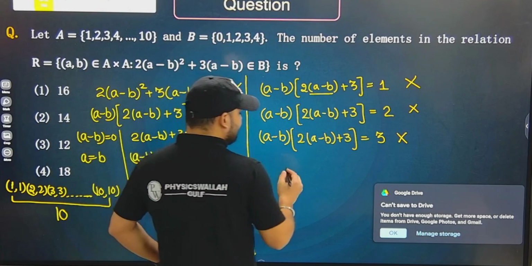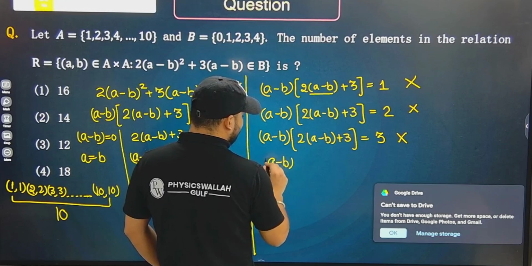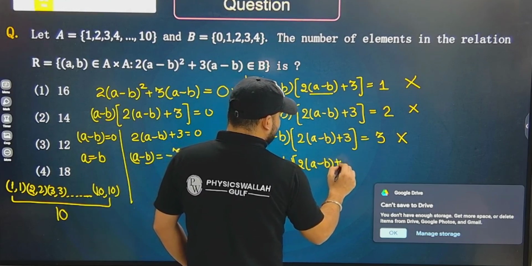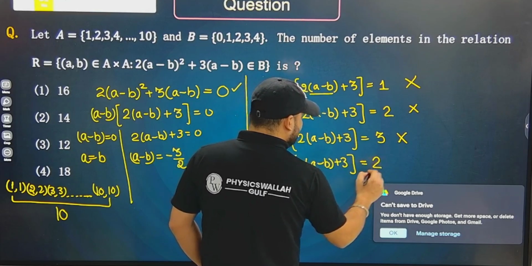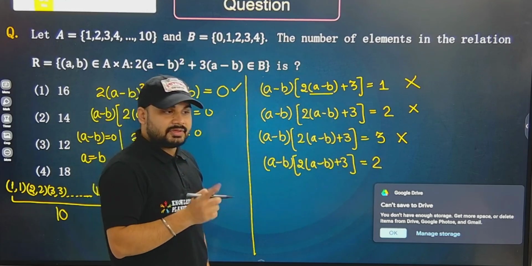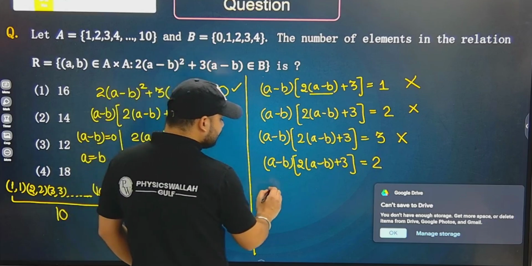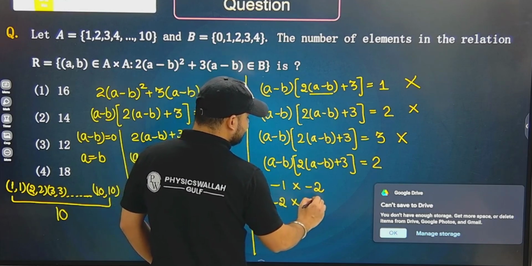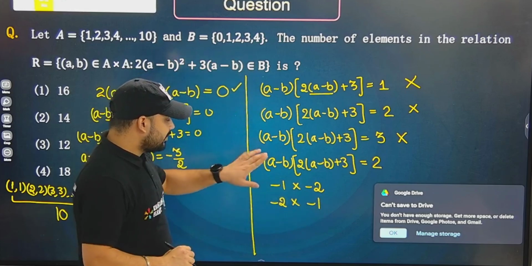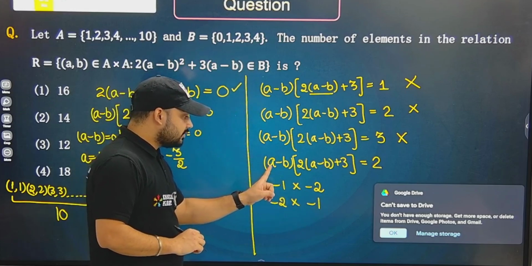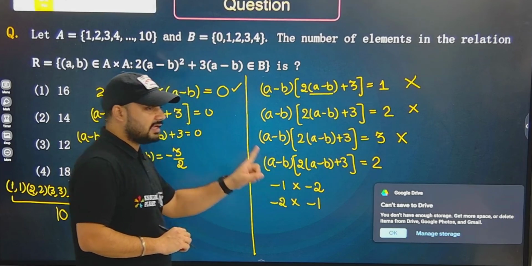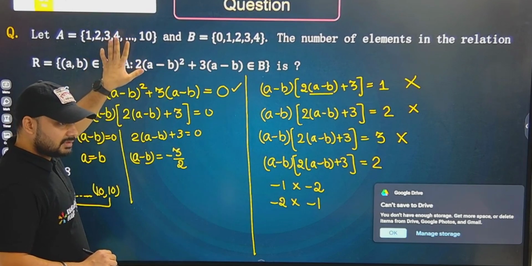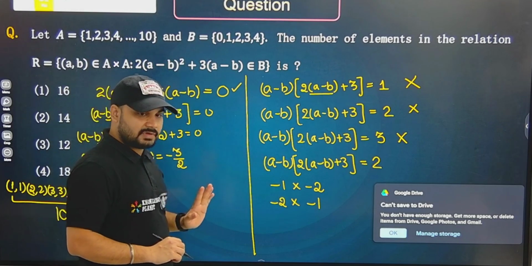Let me introduce another kind of approach. 2(a minus b) plus 3 is equal to 2. Now earlier we have taken 1 into 2, 2 into 1. Can we take minus 1 into minus 2 or minus 2 into minus 1? Okay, why? Remember this thing, we are not actually looking for the negative value of a and b, because a and b will be from this particular set. Those are not going to be negative, but their difference could be negative, okay.